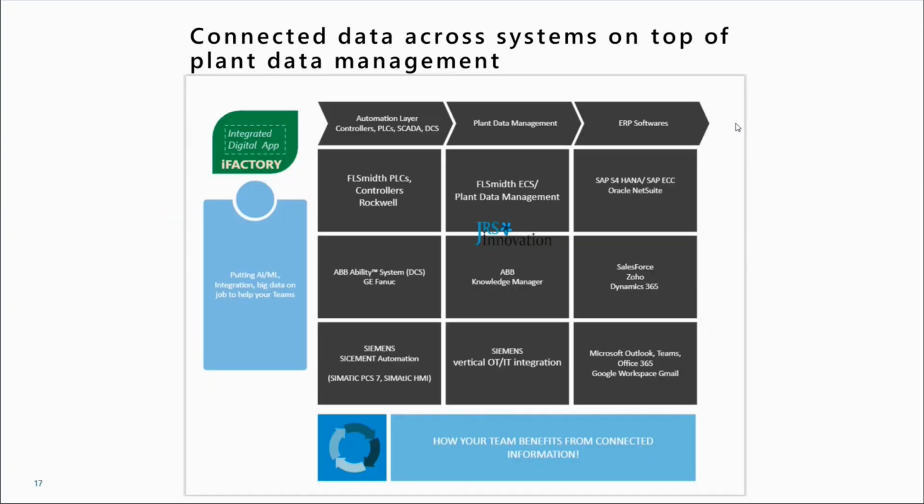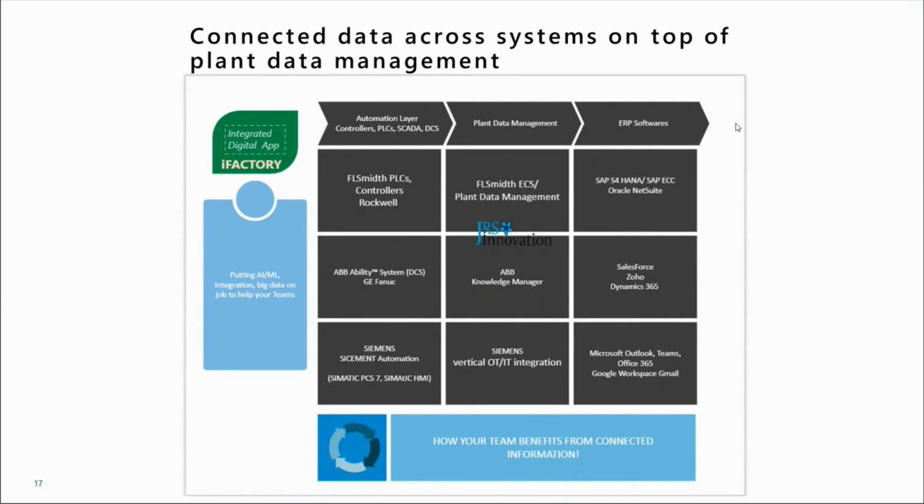So this is a different way of presenting the same connected information. Typically, if you analyze your plant from top to bottom, it has 3 blocks. The first is the automation layer on the very top left. Next to that is the plant data management systems. And the third and rightmost block is ERP software, or more enterprise-level software. They are spread between the plant and the company headquarters.